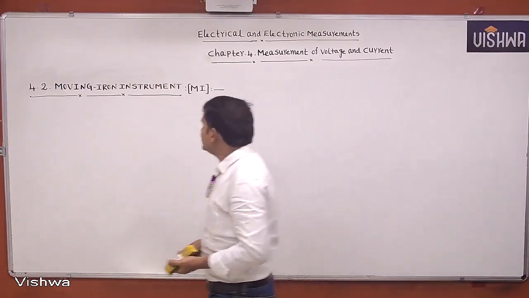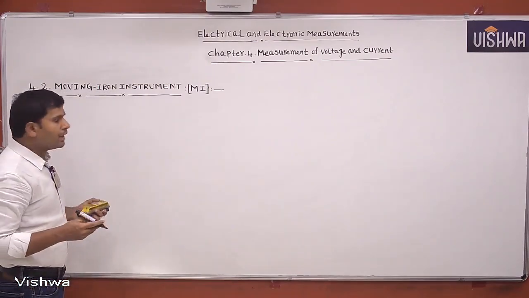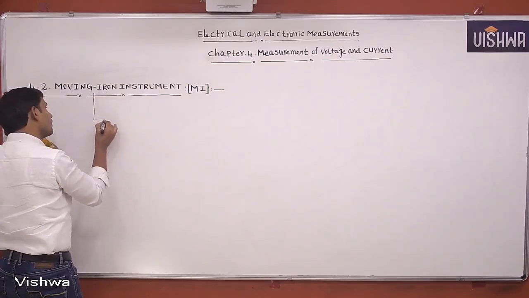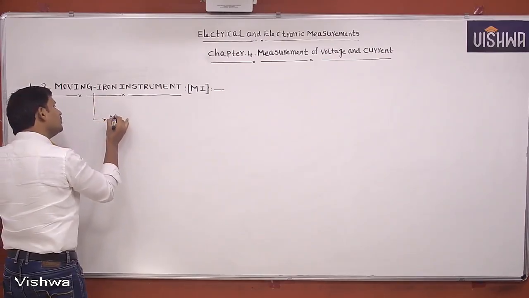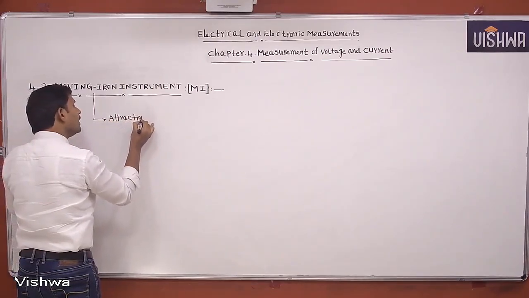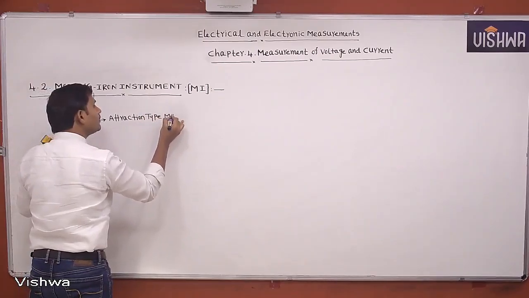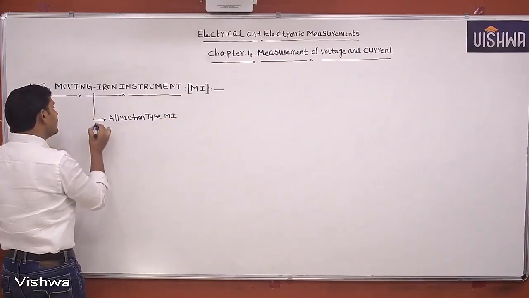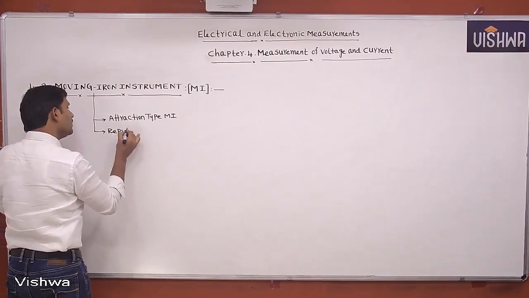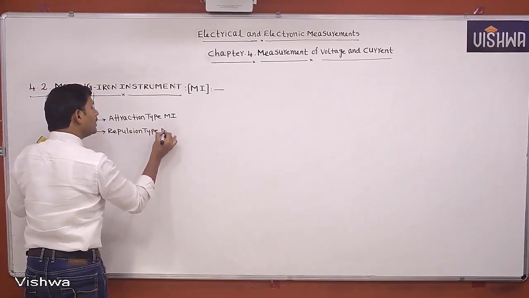Again, there exist two types of moving iron instruments. One is the attraction type moving iron instrument. Another one is the repulsion type moving iron instrument.